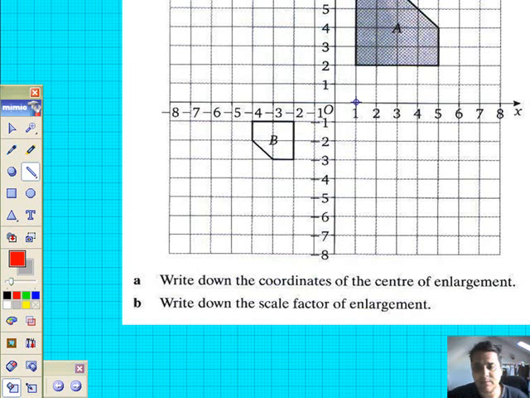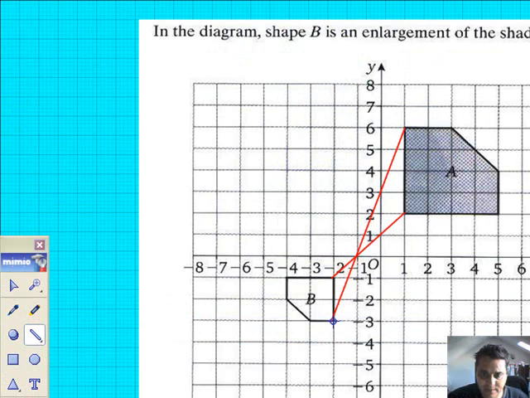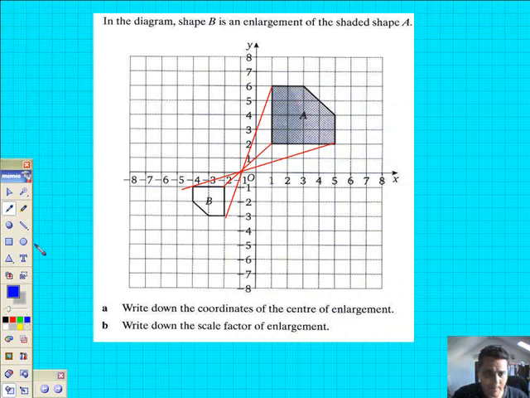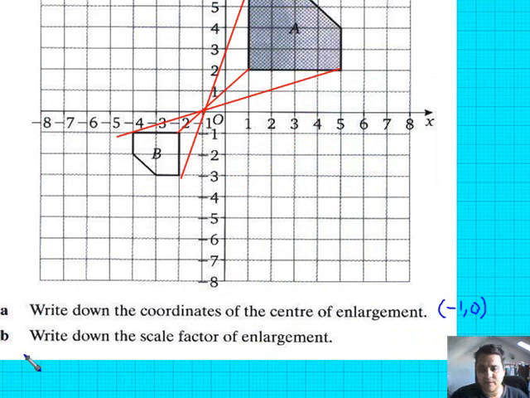Okay, so let's just draw some lines from one corresponding point to the other. Alright, so I think that's that one. No, I think that one joins to that one. And it looks like I'm getting a centre of minus 1, 0. Let's try another one. Join this one to this one and see if that also works. Yes, it does. Okay, I'm pretty convinced. So the centre of enlargement is minus 1, 0, and I'm going to write that down.